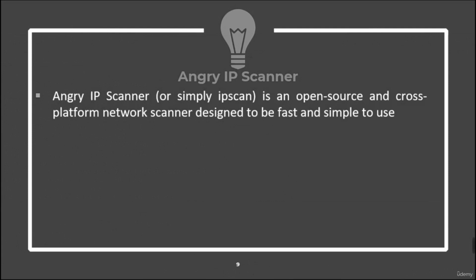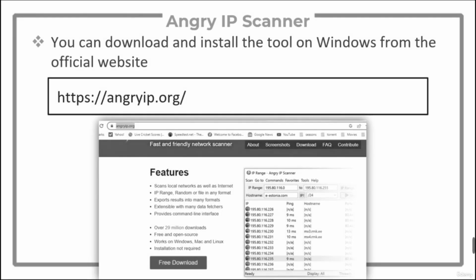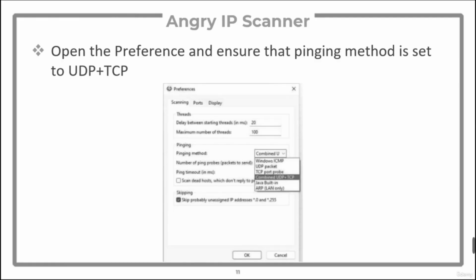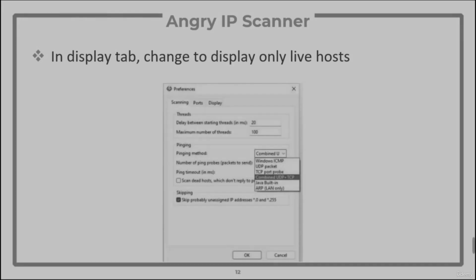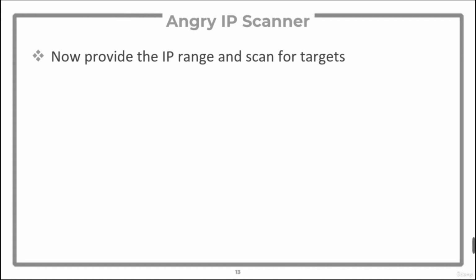The third tool is Angry IP Scanner. It is an open source and cross-platform network scanner designed to be fast and simple to use. You can download and install the tool on Windows from their official website. Open Preferences and ensure the pinging method is set to UDP plus TCP. And in the Display tab, change to display only live hosts. Now provide the IP range and scan for targets. Let's see its demonstration.